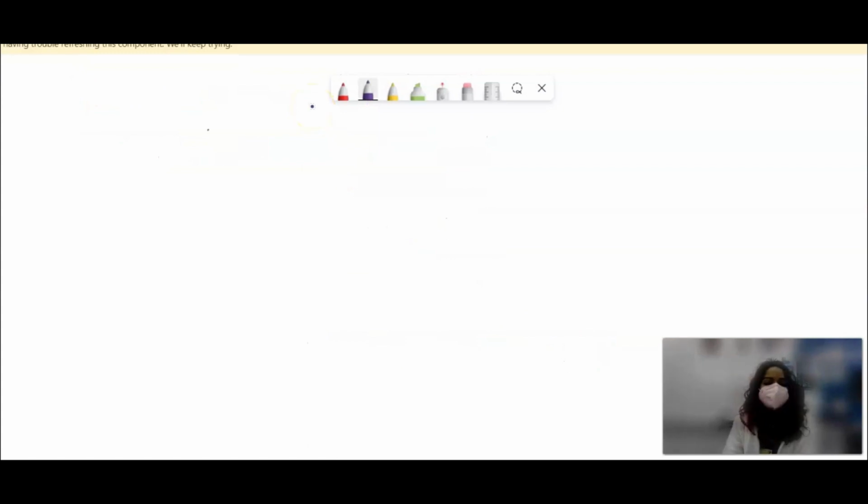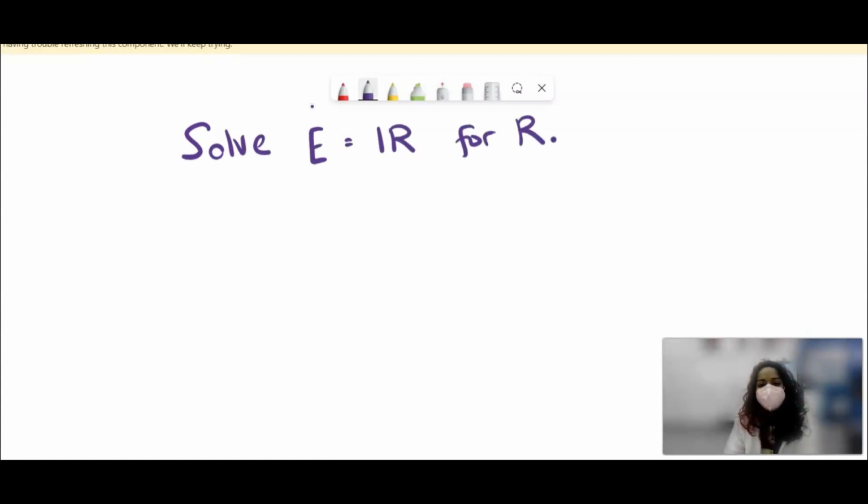Okay, so if I say solve E equals IR for R, what variable do I want by itself? R. What's happening to R? It's being multiplied by I. Good. So how do I get rid of a multiply by I? I'm going to divide by I on both sides. And my answer will be R equals E divided by I.